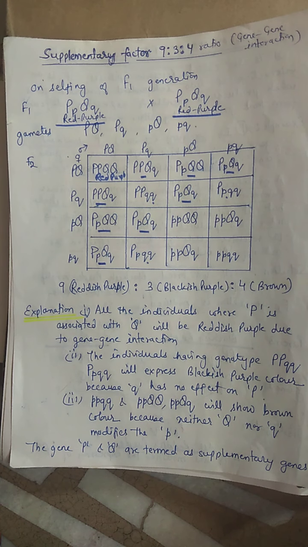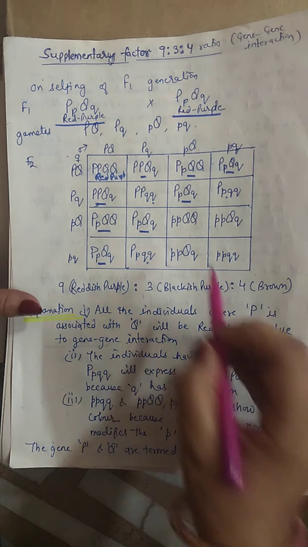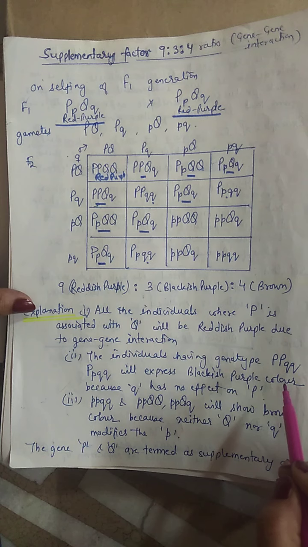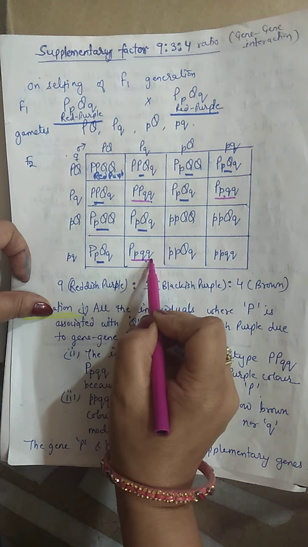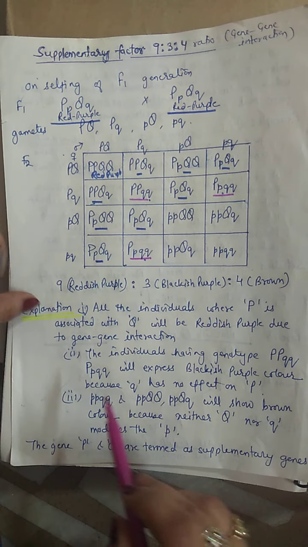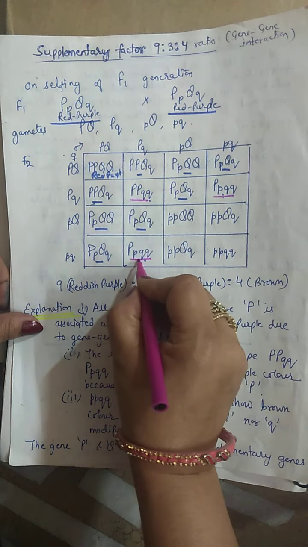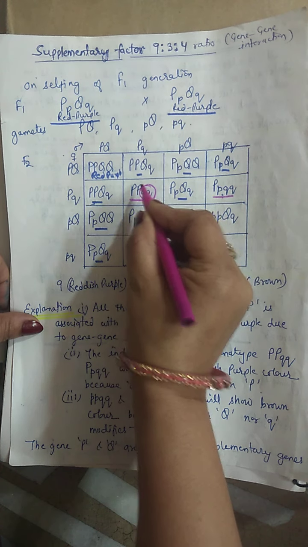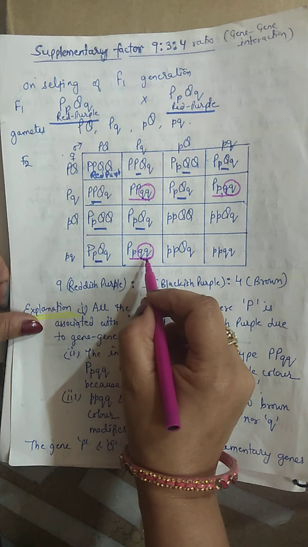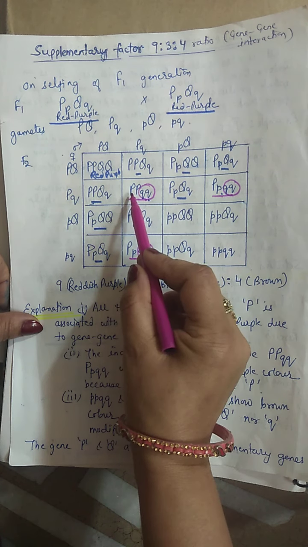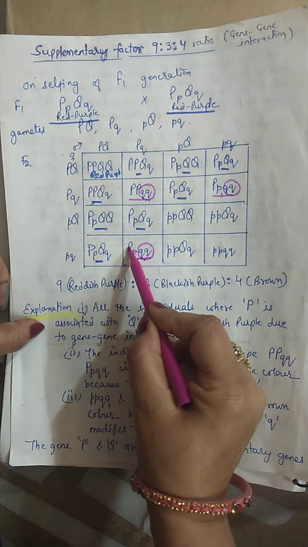Now on the other hand, we can observe that the individuals having the genotype capital P and small q here will express blackish purple color. They will be black because the Q is not in its dominant form. This Q, which is a modifier, is actually recessive here. Hence, the expression of P is not changed and it will produce its blackish purple coloration.